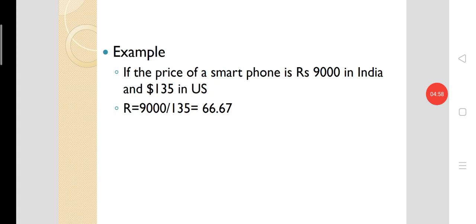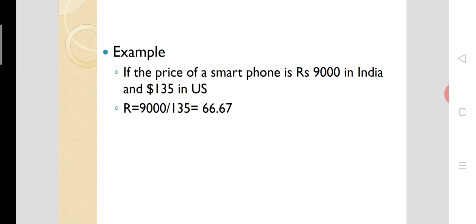P divided by P star would be the exchange rate between two nations. So for example, let us try to estimate India's exchange rate in terms of the US dollar. If the price of a smartphone is 9,000 rupees in India, the same smartphone with the same brand and specification is priced at $135 in the United States.